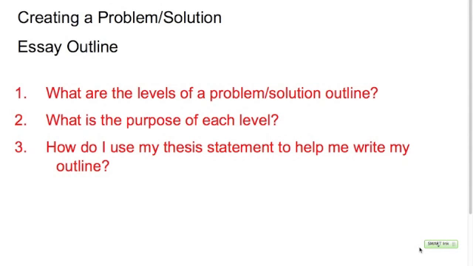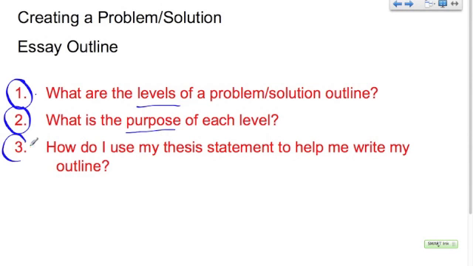So, at this point, you should have a thesis statement for your problem solution essay. And today we're going to talk about how to actually turn that thesis statement into a solid outline. Here are the three questions that I want to answer. First of all, what are the levels of a problem solution outline? Second of all, what is the purpose of each level? And third, how do you use your thesis statement to help you actually create the outline itself?